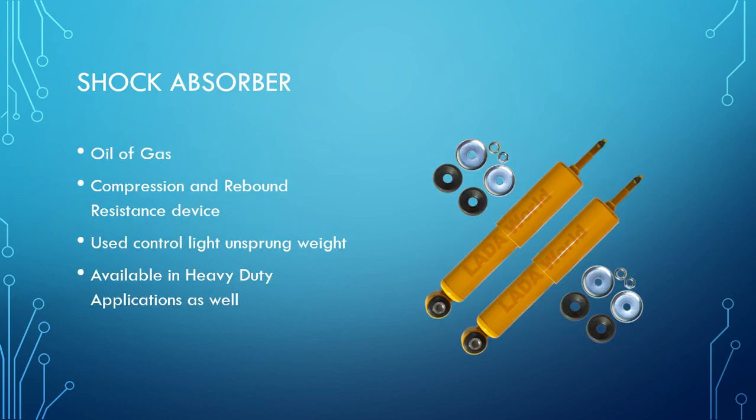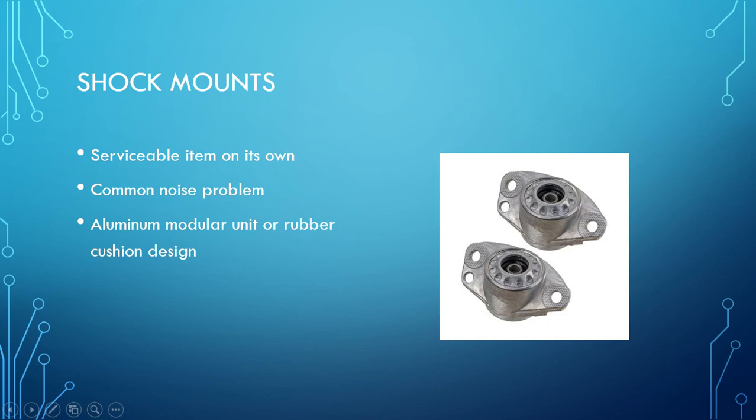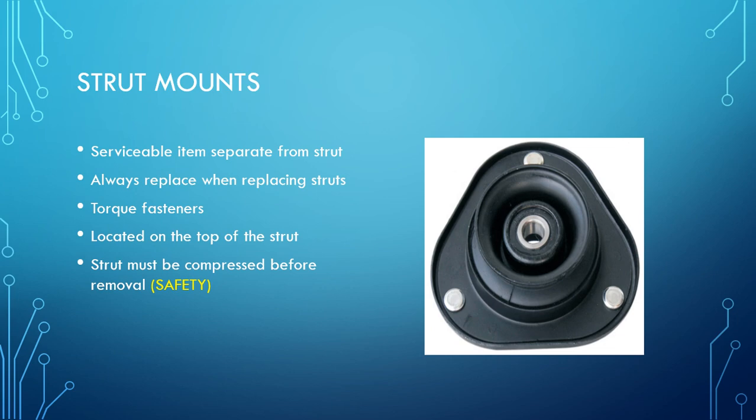The slide before that, we're showing this as separate hardware. In this unit here, there's no housing. On these units, it's all comprised as one unit. The strut mounts are the devices that mount the strut assembly to the body of the car.